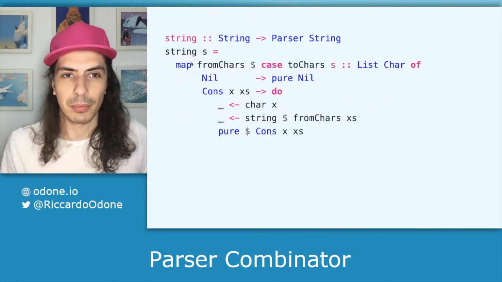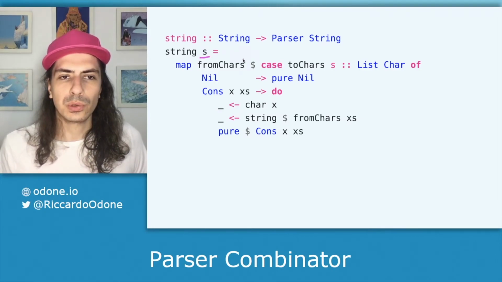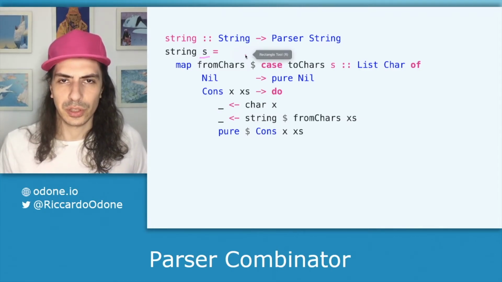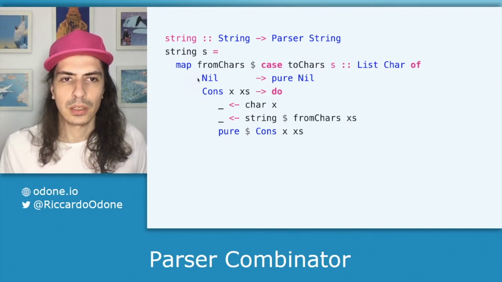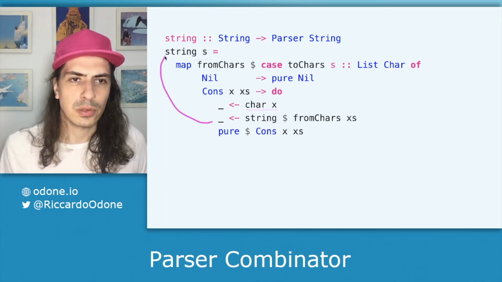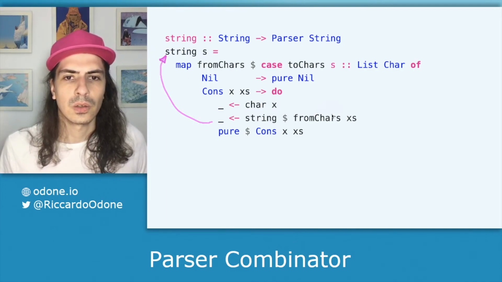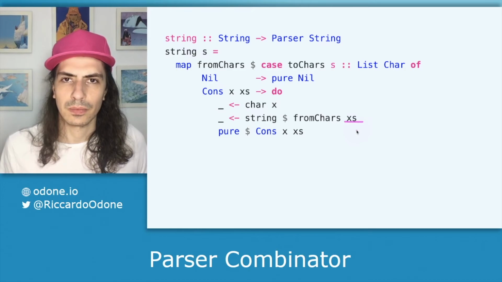Let's see how string is implemented. So we want to parse s out of the original string. We first transform s into a list of characters, which means we can find ourselves in two cases. The first one is where the list is empty. The second one is where we have at least one element. If we have at least one element, we try to parse that character, and then we recursively call string with the remaining characters to parse.